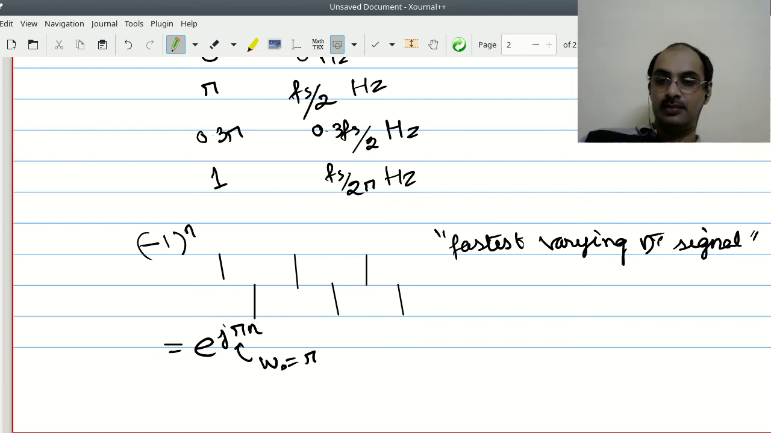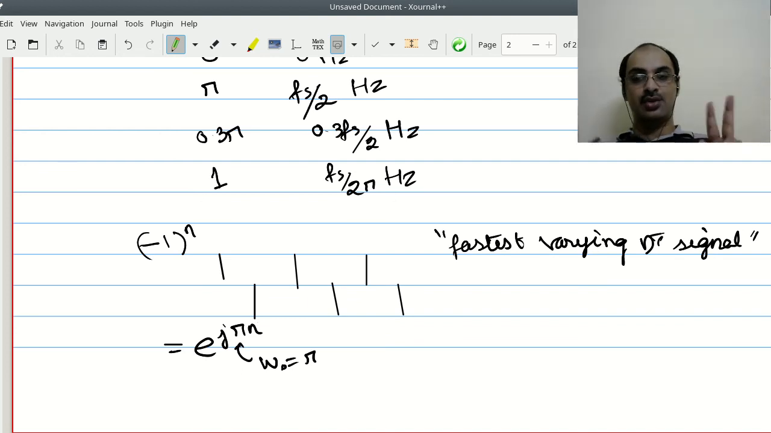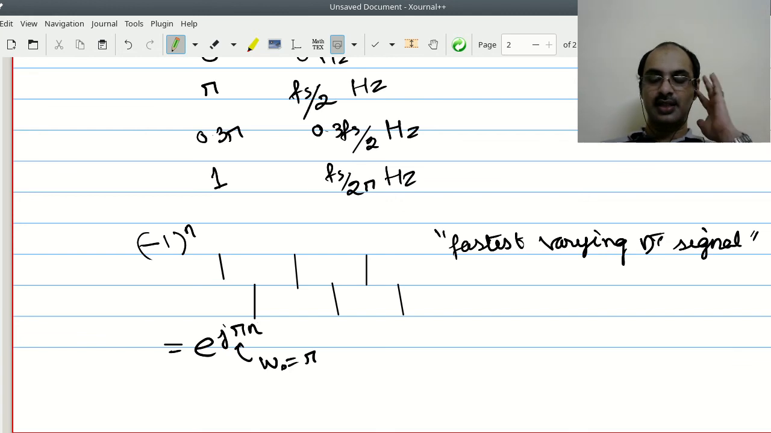Any faster movement will actually wrap back. In other words, for example, if you say, oh, I will do e power j not pi n, I'll do e power j 2 pi n, but that's just all one sequence. E power j 1.2 pi n is the same as e power minus j 0.8 pi n. So pi, and correspondingly minus pi, is the highest frequency that you can represent in the discrete time case. So unlike continuous time, there is a notion of the fastest varying signal which just alternates. There's nothing more you can do. Okay, this is the maximum frequency that is present.